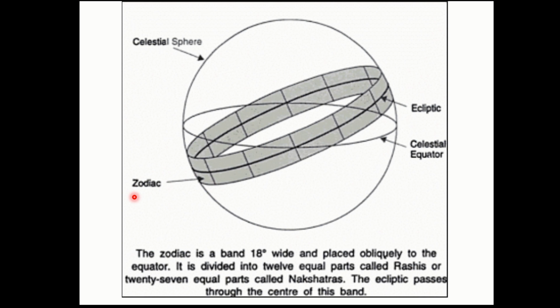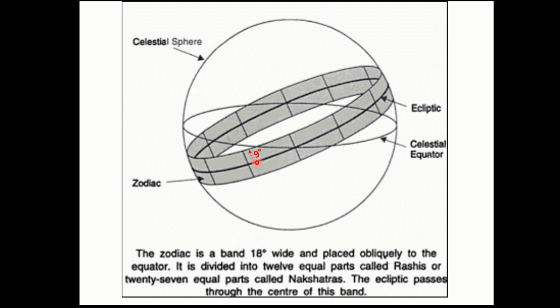Okay, so what is a zodiac? It's actually a belt which is projected upon the ecliptic at an angle of 18 degrees wide, and it's placed obliquely to the equator. The zodiac is actually divided into 12 equal parts called rashis, or if you divide the rashis even further, you have 27 equal nakshatras. So the ecliptic passes through the center of this band.